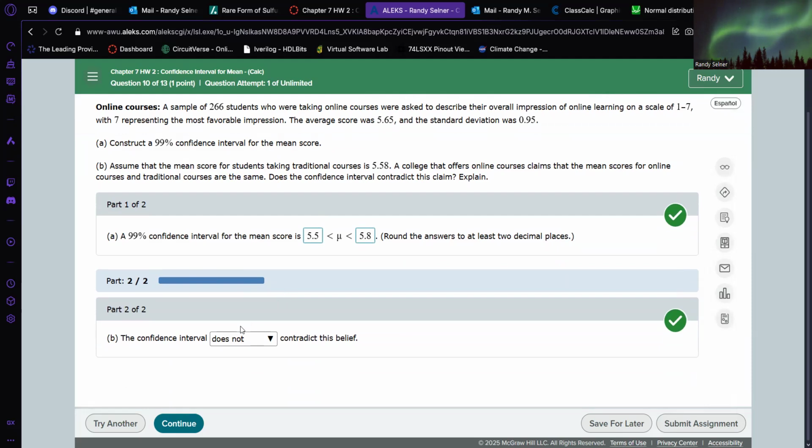Now, it's asking if the mean score for students being 5.58 was the actual population mean, and it's asking if this confidence interval contradicts the claim. And because 5.58 is between 5.5 and 5.8, it does not contradict the belief.